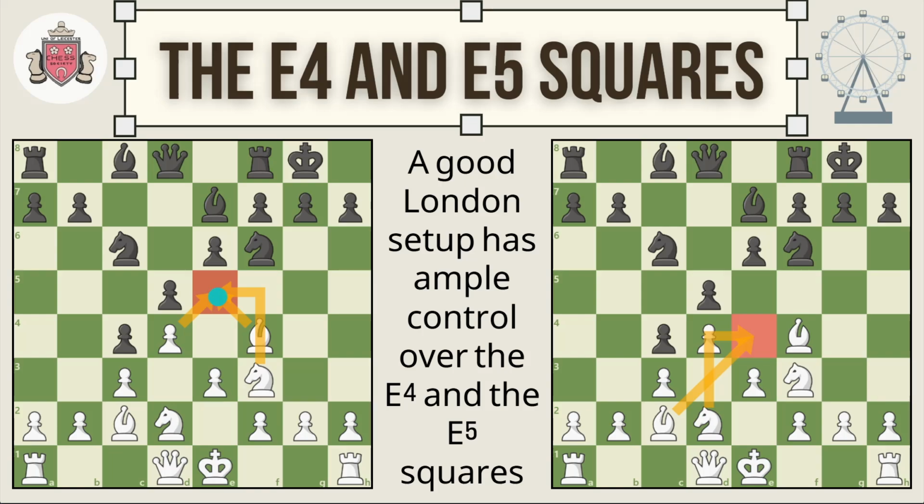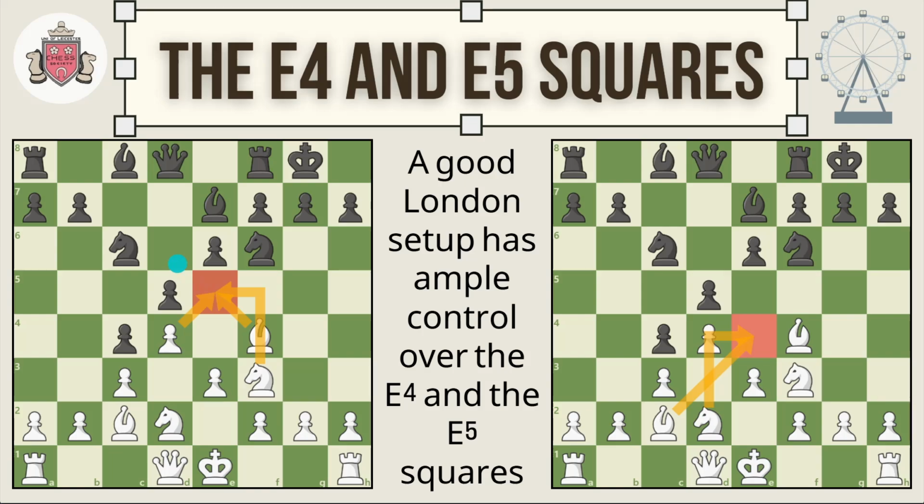And you notice that in this example on the left, we have three different pieces and pawns controlling the e5 square. So we have the pawn controlling it this way, we have the bishop controlling it this way, and we have the knight controlling it this way as well. So that's three pieces and pawns that are controlling the e5 square.